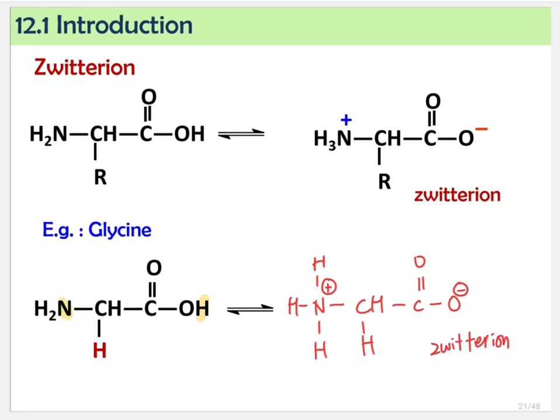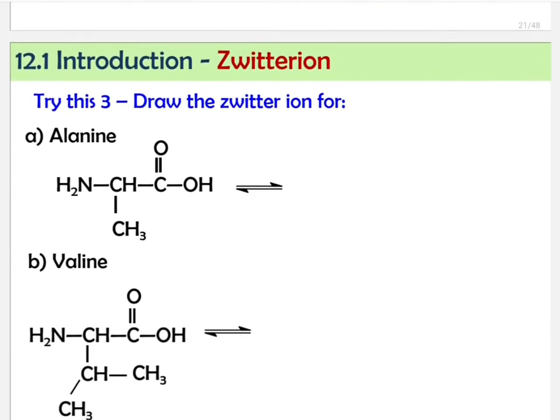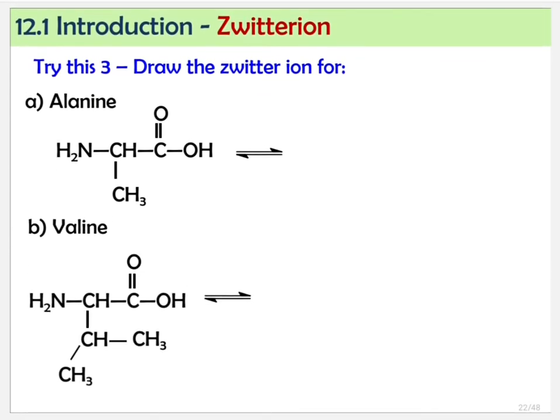Okay. Jadi, based on apa yang kita dah belajar, please try these 3, di mana saya nak awak draw the Zwitterion for alanine and valine. So very simple, hydrogen will be transferred to the amino group. Okay, jadi that's the Zwitterion for alanine and valine.